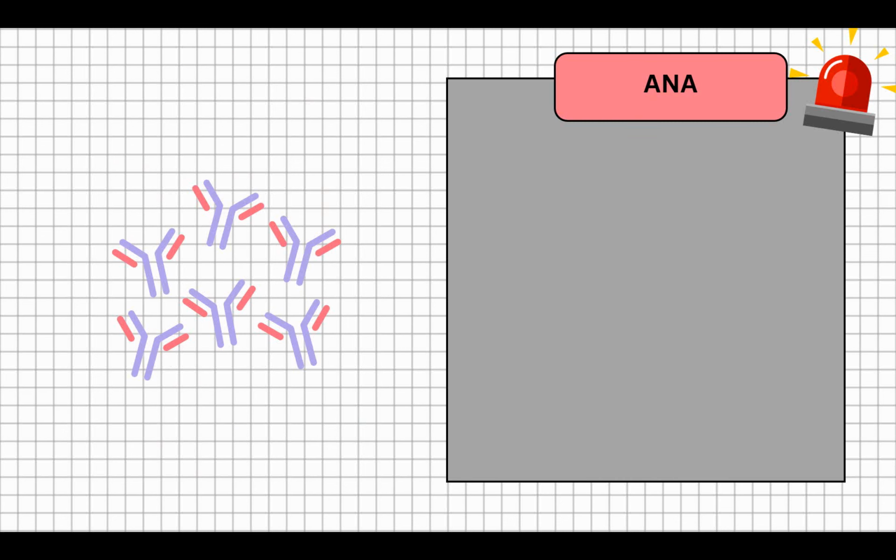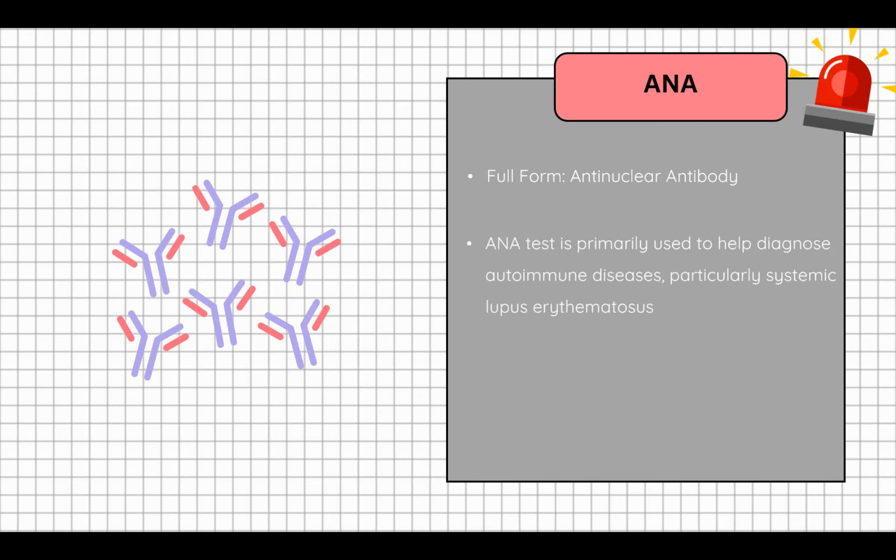The next abbreviation is ANA. ANA stands for anti-nuclear antibody. It is a test which helps to diagnose autoimmune diseases such as systemic lupus erythematosus.